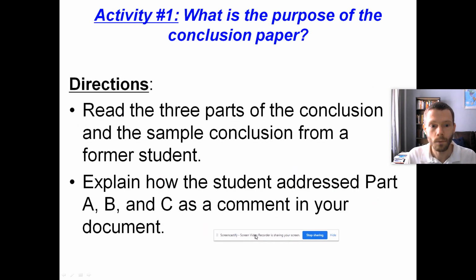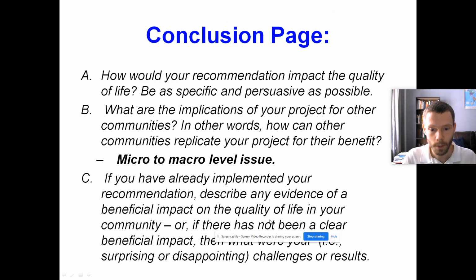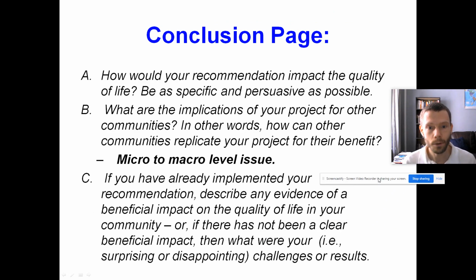Okay, so we're going to take a look at the 3 parts of the conclusion, and we're going to look at 2 samples from former students, both of which did have competitive proposals, one of which was a finalist, and the other student was a semi-finalist in the competition a couple of years ago. Okay, so here's what you need to be able to do. Part A, how would your recommendation impact the quality of life? So you want to be as specific and targeted as you can. Are you helping out a particular demographic?